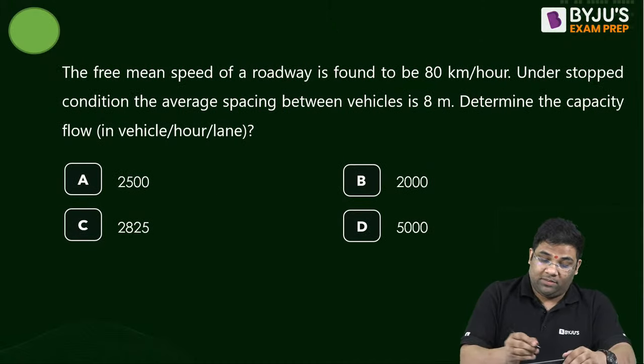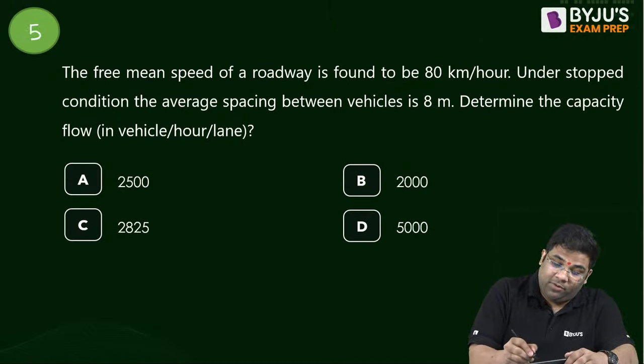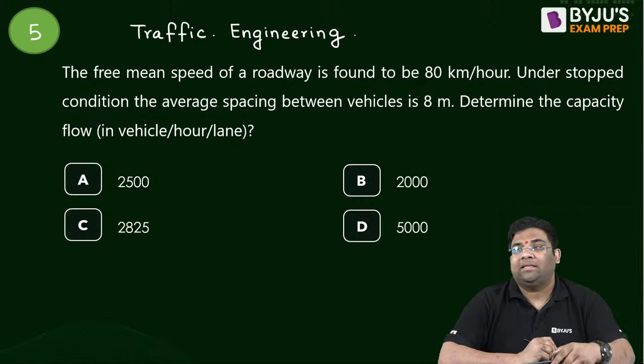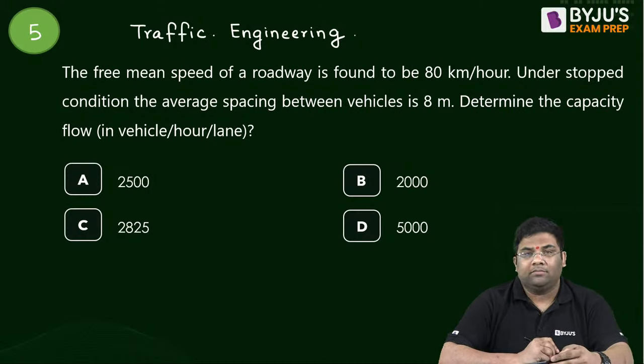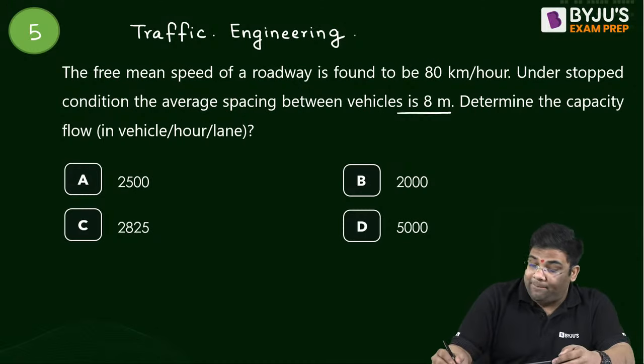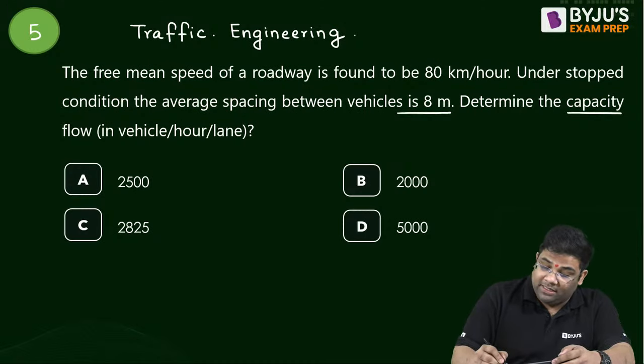Next question, question number 5. This is from your traffic engineering. So please answer. Very straightforward question. Free mean speed is given. The spacing between the vehicles at stopped condition is given. Capacity flow, or I can say maximum flow. What is the answer to this? Please mention in the comment section.